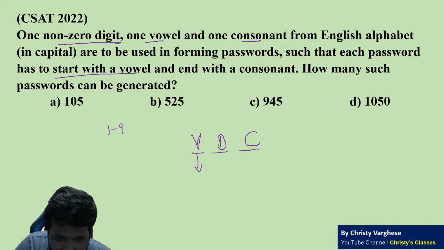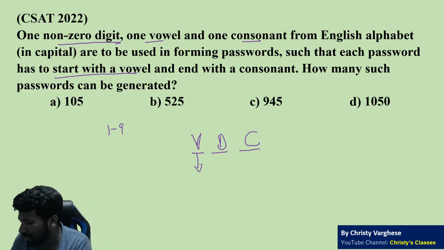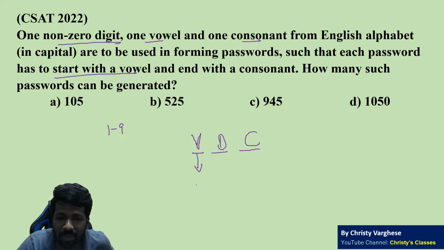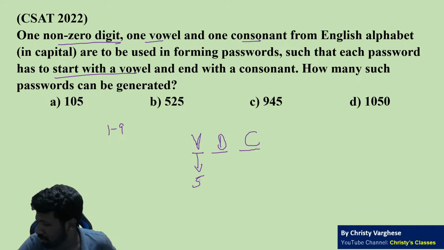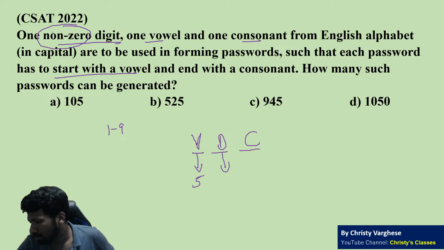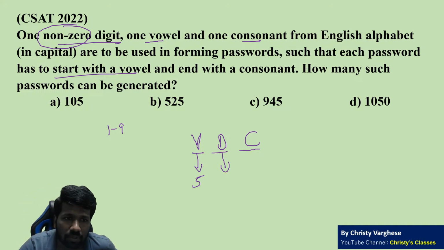So this vowel can be filled in how many ways? Compare it with the shirt analogy we discussed in the beginning. Shirts can be chosen in 3 ways, because 3 shirts were available. So vowels were available in 5 ways, because A, E, I, O, U are the vowels in the English alphabet. And digits non-zero. If zero was allowed, 10 possibilities, but non-zero means 9 possibilities, 1 to 9. Consonants, 21 consonants in the English alphabet.